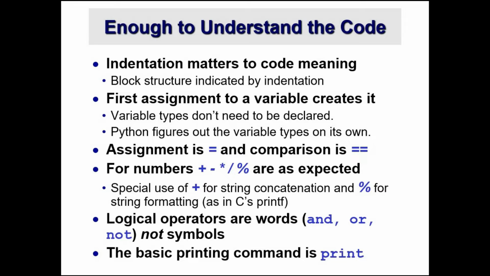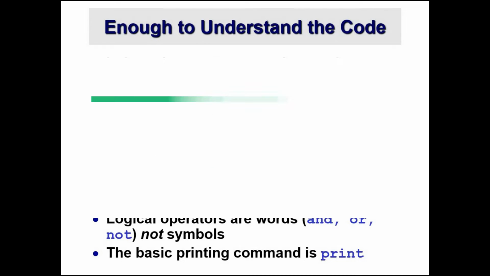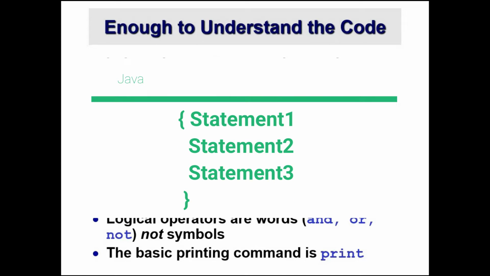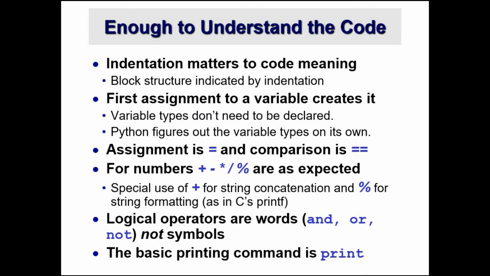Rule number one: indentation matters to the code's meaning. I've already discussed in my first lecture that indentation is very important while working in Python. Block structure is indicated by indentation. As we discussed, in Java we use curly braces to indicate a block of code, but in Python we do not use any braces or parentheses. We just use a block structure, which is defined by the indentation. So we have to take great care of indentation while writing code.